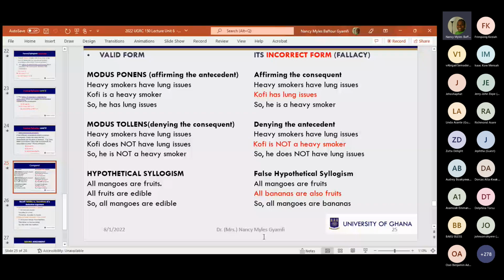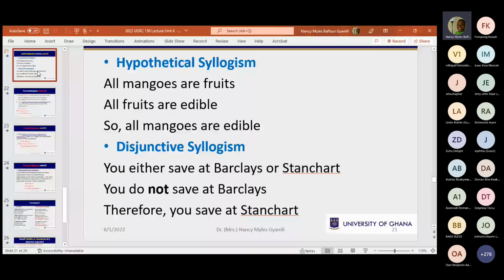Now, I gave you a clue from the start. I said hypothetical syllogism has all universal claims. So women are this, men are that, politicians do this, lecturers are this, prophets are this, Ghanaians are this. That kind of universal claims throughout for both the two premises and the conclusion. Don't confuse hypothetical syllogism with modus ponens. Modus ponens starts with the universal, but the other statements are particular.